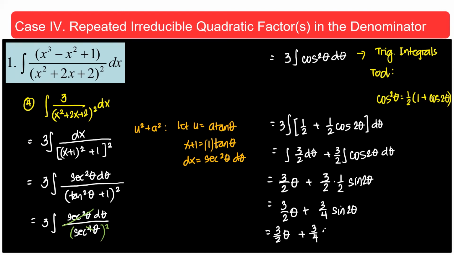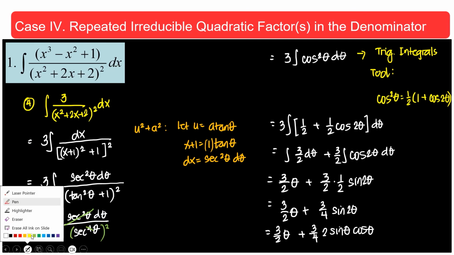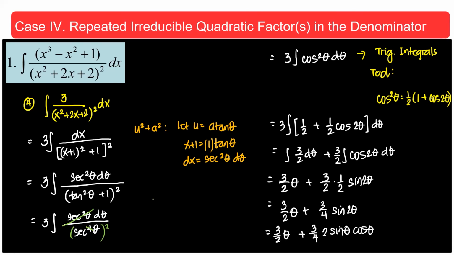Isn't it that sine 2 theta is 2 sine theta cosine theta? So it can cancel out terms. Wait, I'll just rewrite it here. So the pre-final answer is 3/2 theta plus 3/2 sine theta, cosine theta. Ito yung pre-final answer.